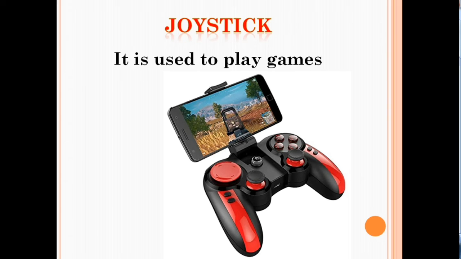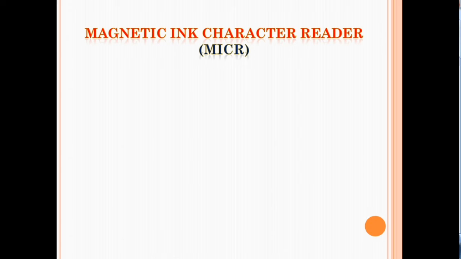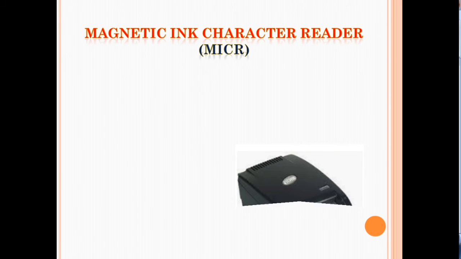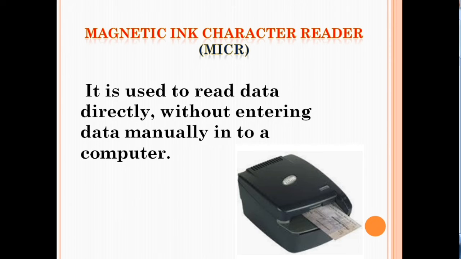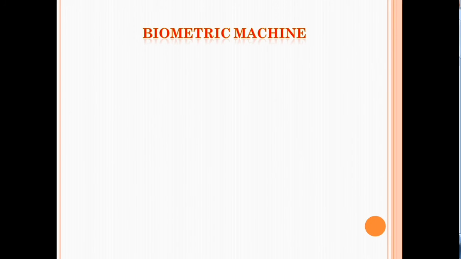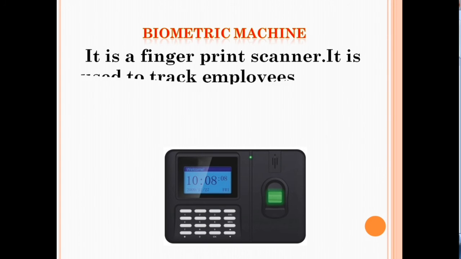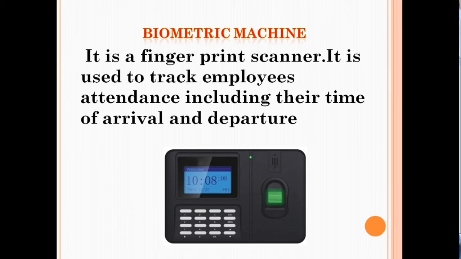The next one is MICR, magnetic ink character reader. It is used to read data directly without entering data manually into a computer. It is used to scan the checks. Next one, biometric machine. It's a fingerprint scanner. It is used to track employees' attendance, including their time of arrival and departure.